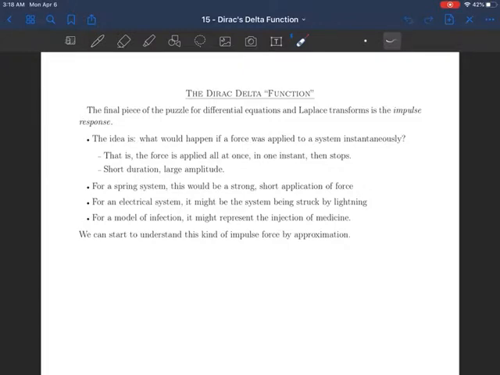So strap in folks, it's about to get weird. But the Dirac delta function is super important. It's just a little bit different than the kinds of things you might have seen before. So let's get right into it.